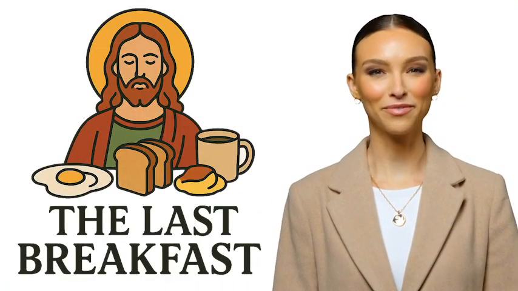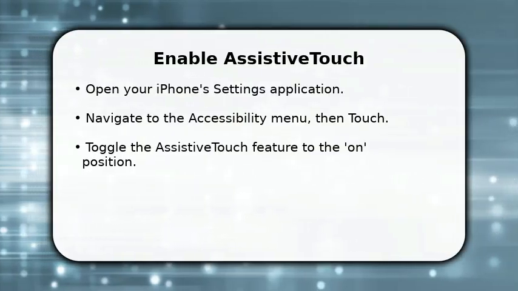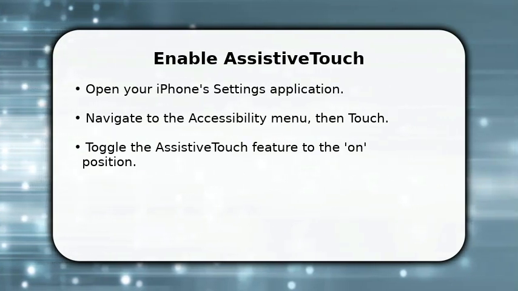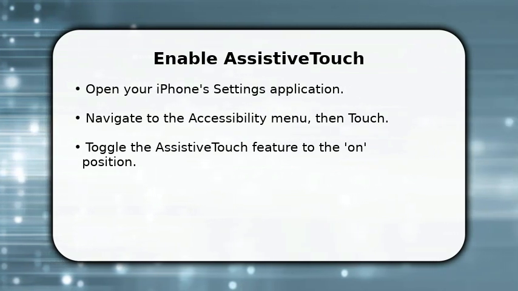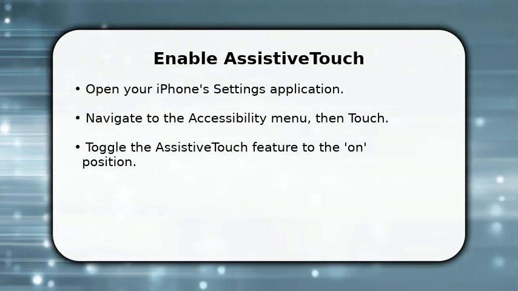Please enjoy the video. In this video, I will explain how to get a circle home button on your iPhone screen. First, open your iPhone settings app. Scroll down and tap on Accessibility, then select Touch.